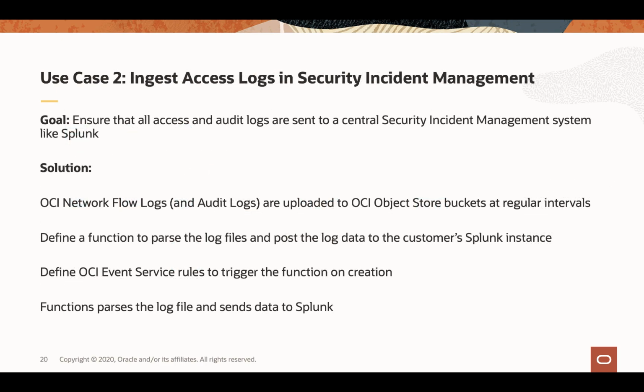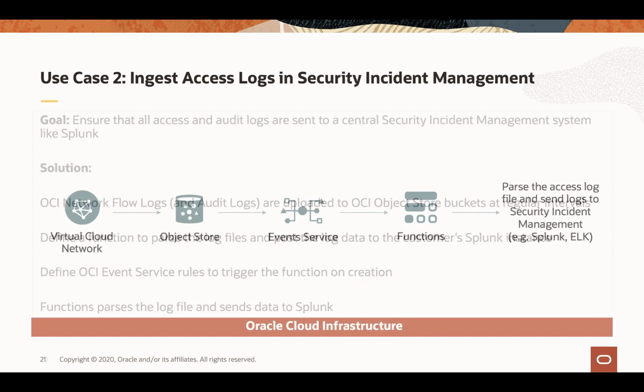Let's look at the second use case, which is ingesting access logs in security incident management. The goal for this use case is to ensure that all access and audit logs are sent to a centralized security incident management system like Splunk. So the solution is OCI network flow logs, or audit logs, are uploaded to the OCI object storage buckets at regular intervals. Then you define a function to parse those log files and post the log data to the customer Splunk instance. And you define the OCI event service rules to trigger the function on creation. And then the function processes the log and sends the data to Splunk, right? Let's look at the architectural pattern on this.